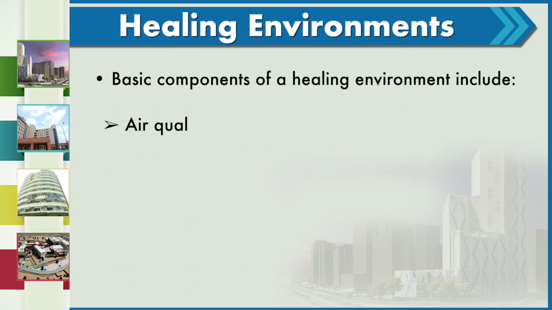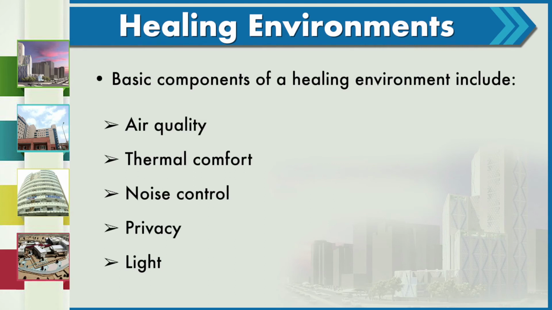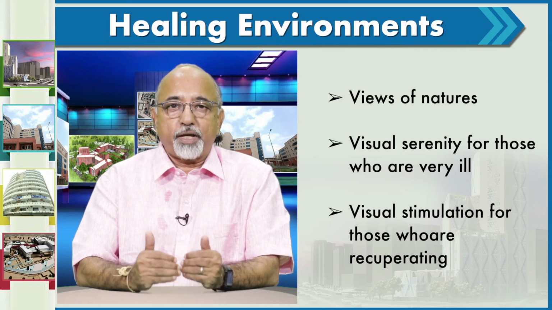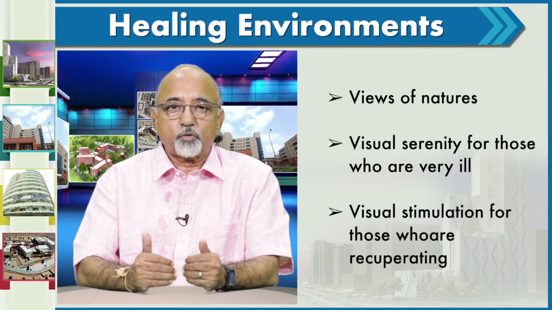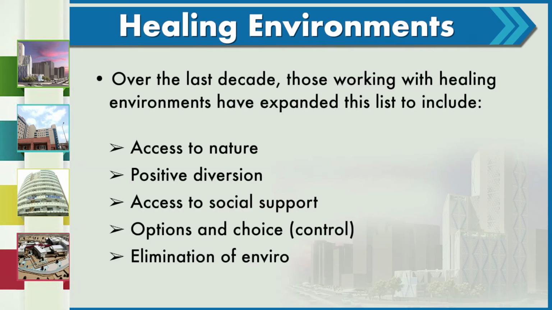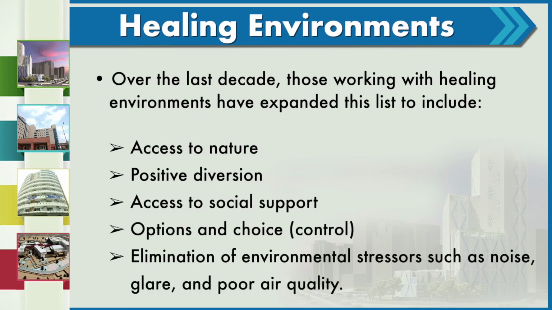Basic components of healing environments include air quality, thermal comfort, noise control, privacy, light, views of nature, visual serenity for those who are very ill, and visual stimulation for those who are recovering. Over the last decade, those working with healing environments have expanded this list to include access to nature and positive diversions, access to social support, and options of choice, which is control.